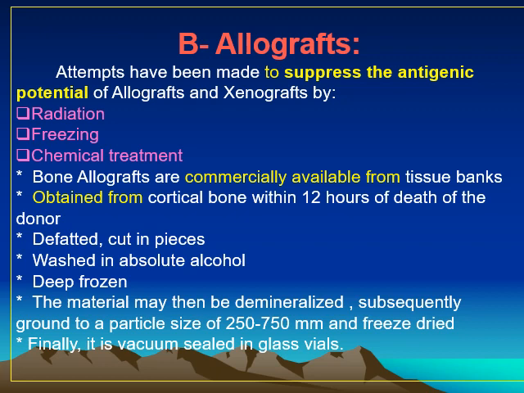The allografts. The allograft is bone taken from another person of the same species. Attempts have been made to suppress the antigenic potential of allografts and xenografts by radiation, freezing, or chemical treatment. Bone allografts are commercially available from tissue banks, obtained from cortical bone within 12 hours of the death of the donor.